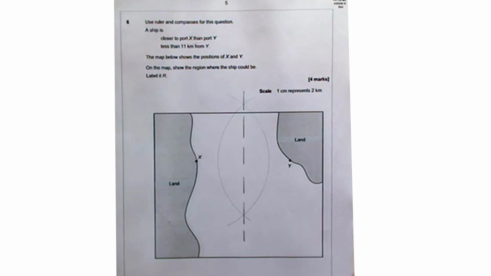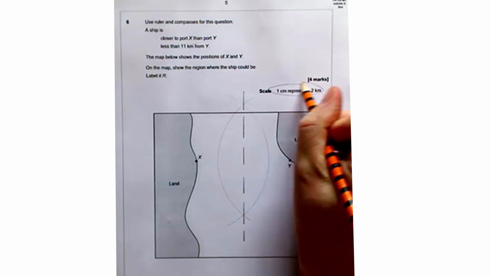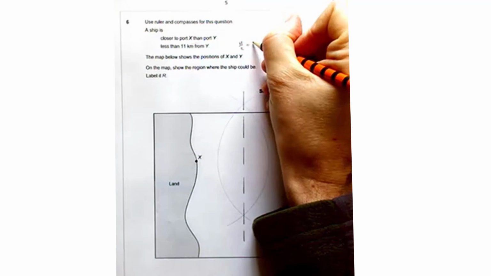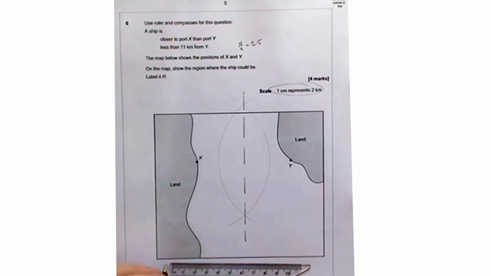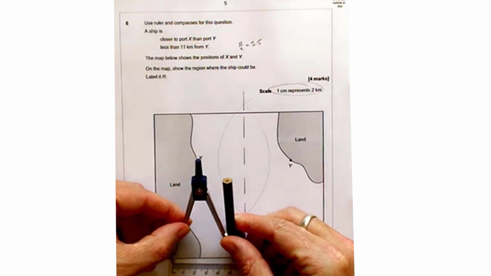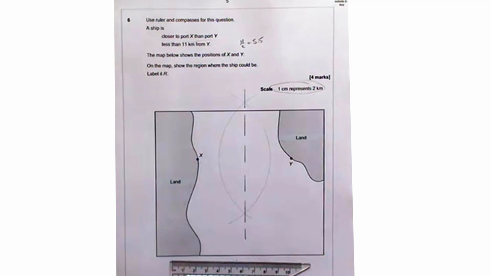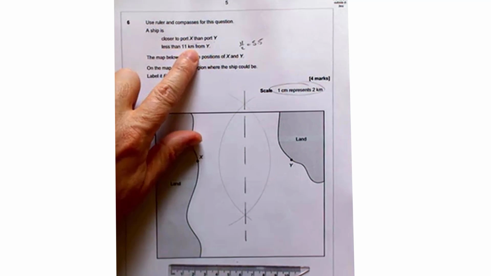Right, now next we need to work out the points which are less than 11 kilometers from Y. Now the scale of this diagram is 1 centimeter represents 2 kilometers. So taking 11 and dividing it by 2, I should have a distance of 5.5 centimeters on my diagram. So we need to get our compasses out again. We need to set it to 5.5 centimeters. So we can use the marks on our ruler to make sure the distance between the tip and the pencil is exactly 5.5. And then we can draw a second arc based on Y.